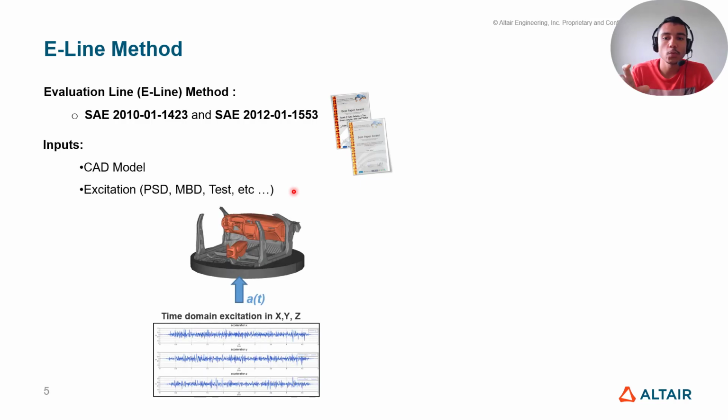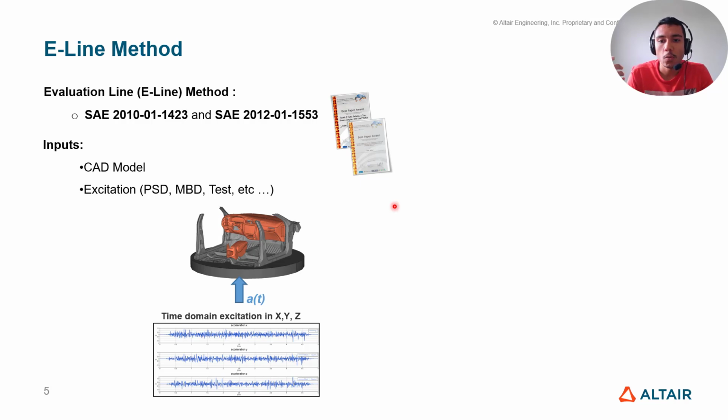The E-line method with SimSolid is based basically on 2 main inputs. The first one, of course, is the CAD model, and the second one would be an excitation. This excitation can be test data, shaker load, PSD, sine sweep. So any kind of dynamic load, we can use it here. And the main difference between this method and a physical test, for example, is that here we are not measuring noise exactly as we would do in a physical test.